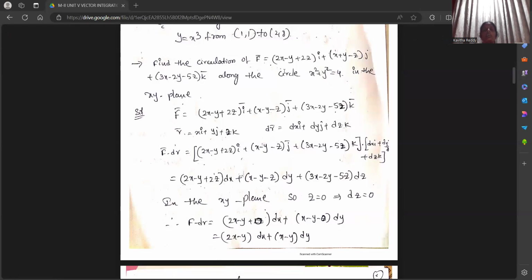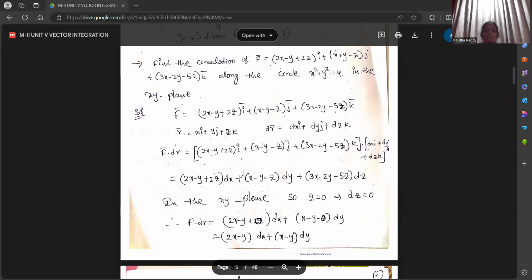In the xy plane, circulation means you need to change everything into polar coordinates. First, we find F bar and dr bar, then F bar dot dr bar. What is F bar? 2x minus y plus 2z i plus x plus y minus z into j, 3x minus 2y minus 5z into k. R bar equals x i plus y j plus z k, dr bar equals dx i plus dy j plus dz k.